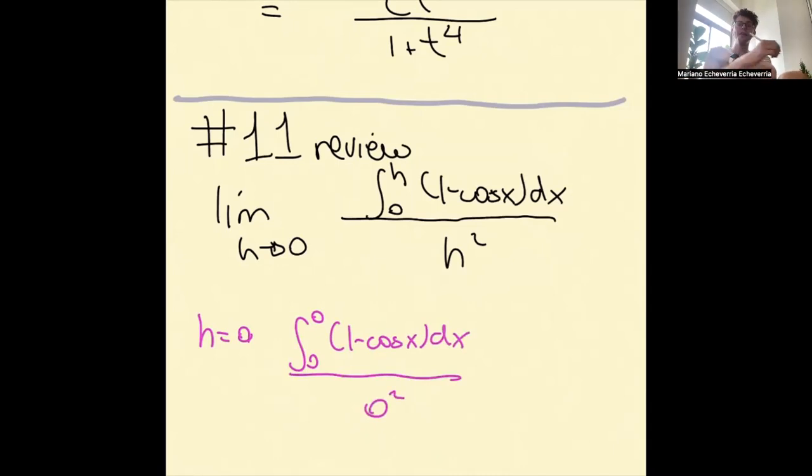Over 0 squared. And this is important to remember, it doesn't matter what you have inside. If the integral goes from a number to itself, there's no area it can enclose, because it's literally just a line. There's no width to the interval. So in any definite integral, the integral from a number to itself is always 0. So this gives you 0, and so you get 0/0. That's exactly the format that L'Hopital can help you with. Is that making sense?